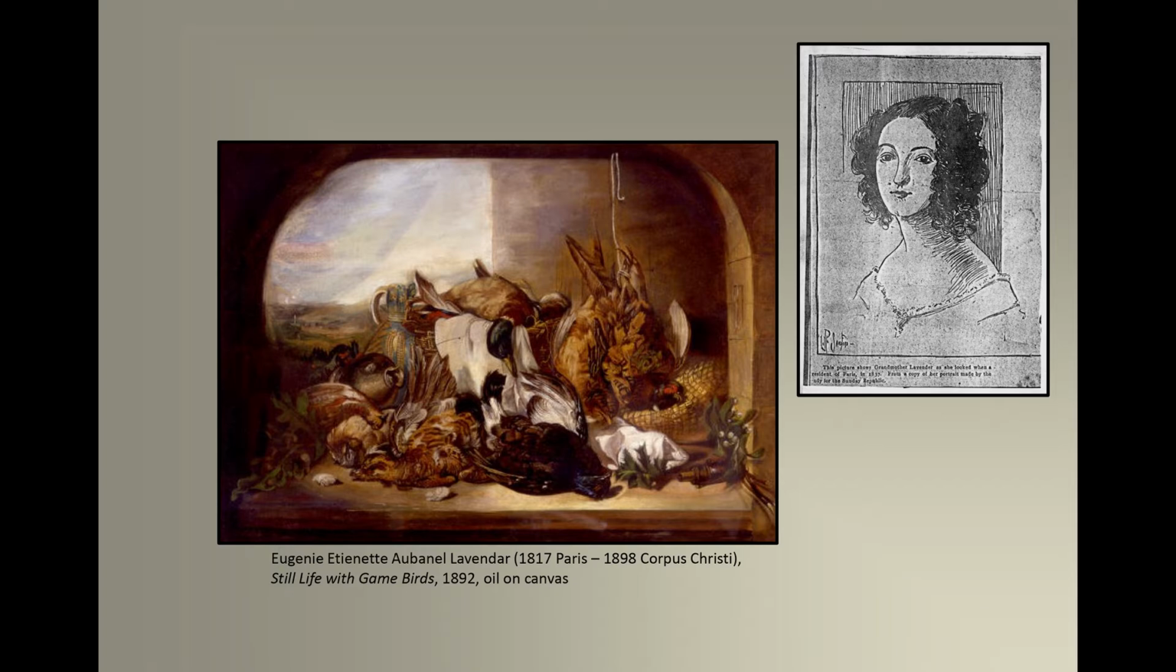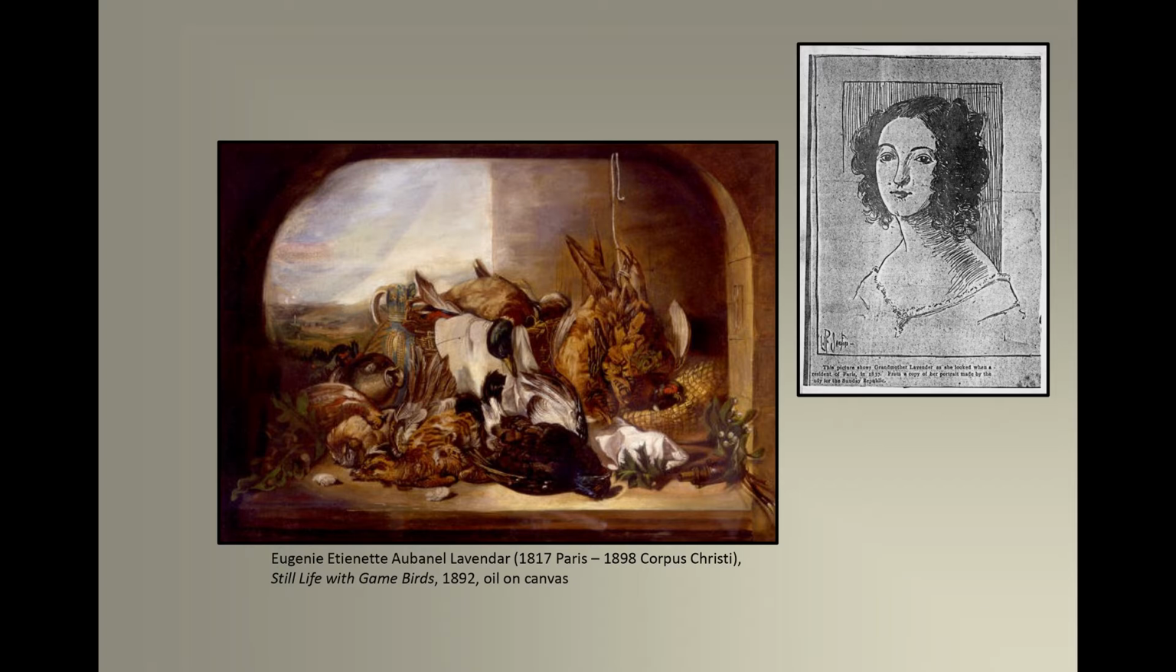The academic mastery of little-known pioneer artist Eugenie Lavender is evident in Still Life with Game Birds, an ambitious masterwork in the academic realist style of still life painting. Eugenie Lavender was born in Paris in 1817 and died in Corpus Christi in 1898. Still Life with Game Birds from 1892 is oil on canvas, painted when she was 75 years of age.